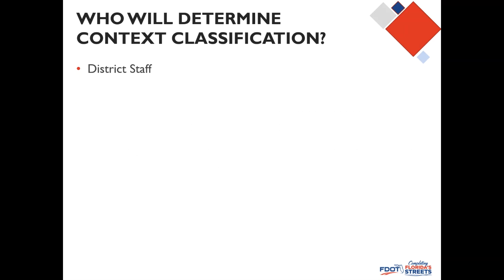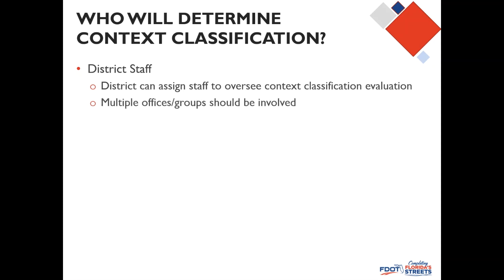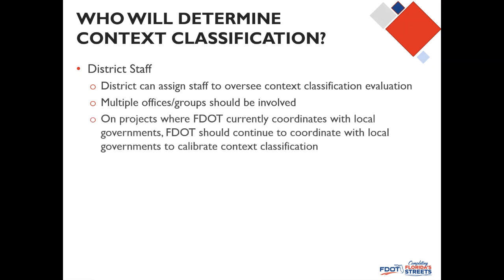Who will determine context classification? District staff are responsible for determining context classification. The district can assign staff to oversee the context classification evaluation. It's recommended that multiple offices or groups be involved in this determination, as it will affect design, planning, operations, and engineering. On projects where FDOT currently coordinates with local governments, FDOT should continue to coordinate with local governments to calibrate the context classification.